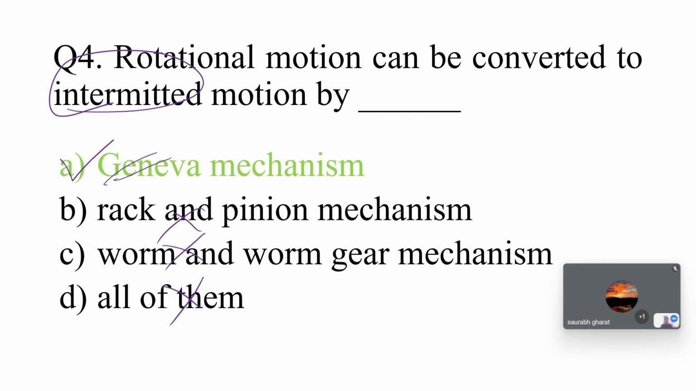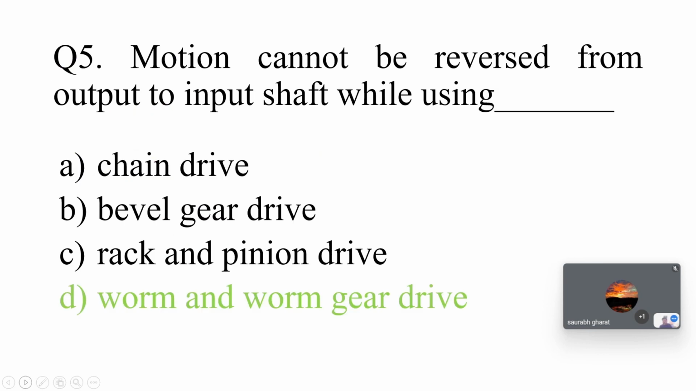Okay, so this can give you the intermediate motion. So rotational motion can be converted to intermittent motion. This is question 11 again. We know this answer. Motion cannot be reversed from output to input shaft while using... I already told you this answer. So worm and worm gear is the correct answer, so that the motion is not reversed.